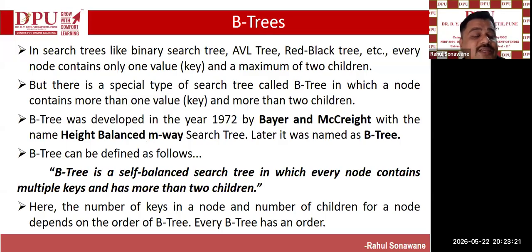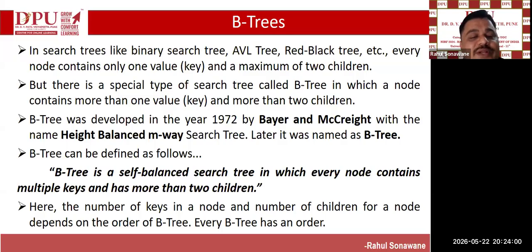In search trees like the BST, AVL tree, red black tree, etc., every node contains only one value, that is the key, and a maximum of two children. But there is a special kind of tree, which we call a B tree, in which a node contains more than one value. This is an M-way search tree with the height balancing property. So a B tree is an M-way tree, basically an M-way search tree, but not only that, it also has the height balance property.